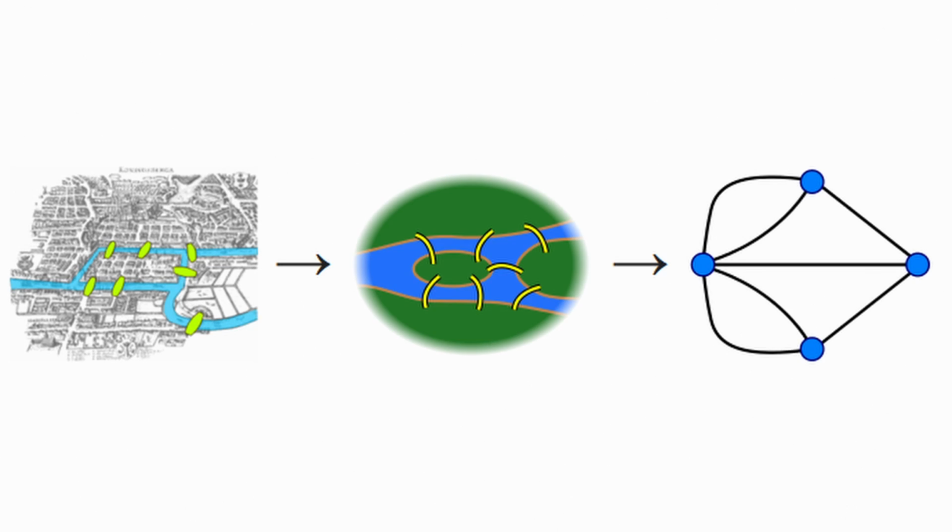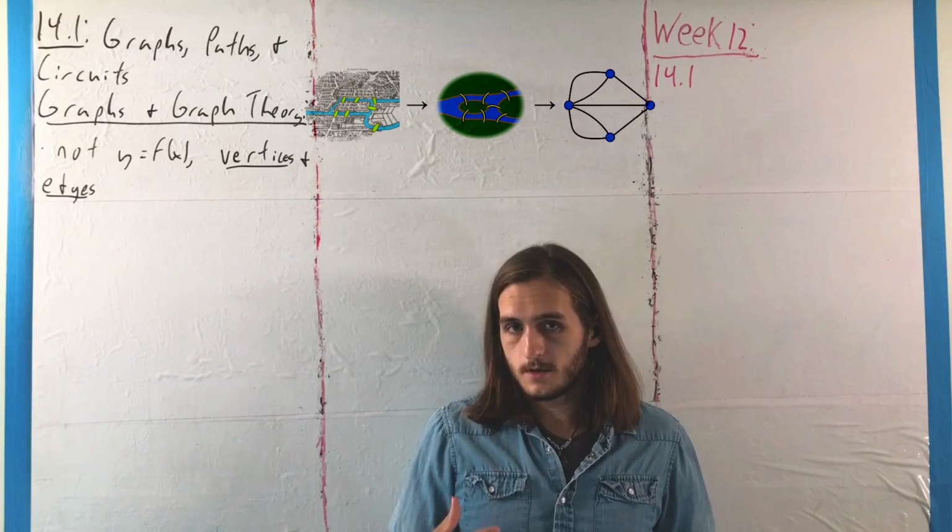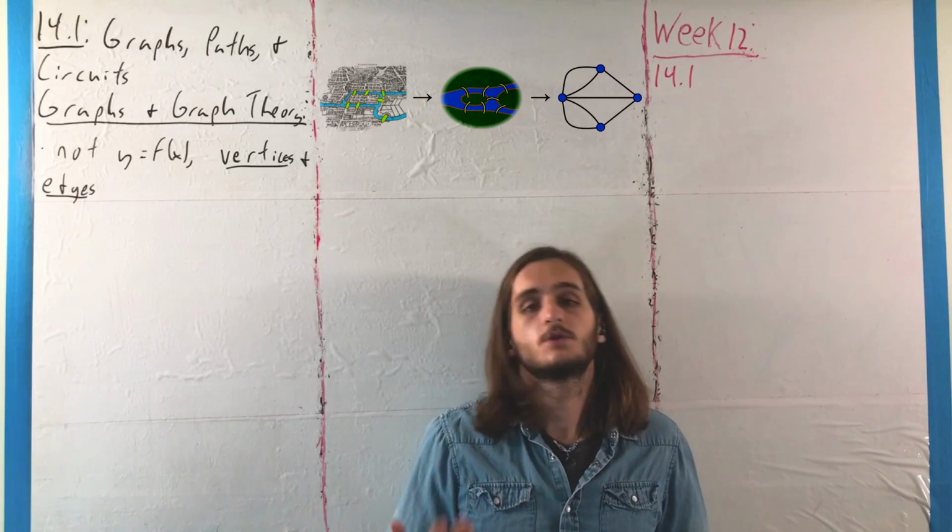From there, people would then take those blobs of abstract Prussian information and make them even more abstract by replacing the regions, the areas between the bridges, with dots, and the bridges connecting them with lines. So they created the first graphs.